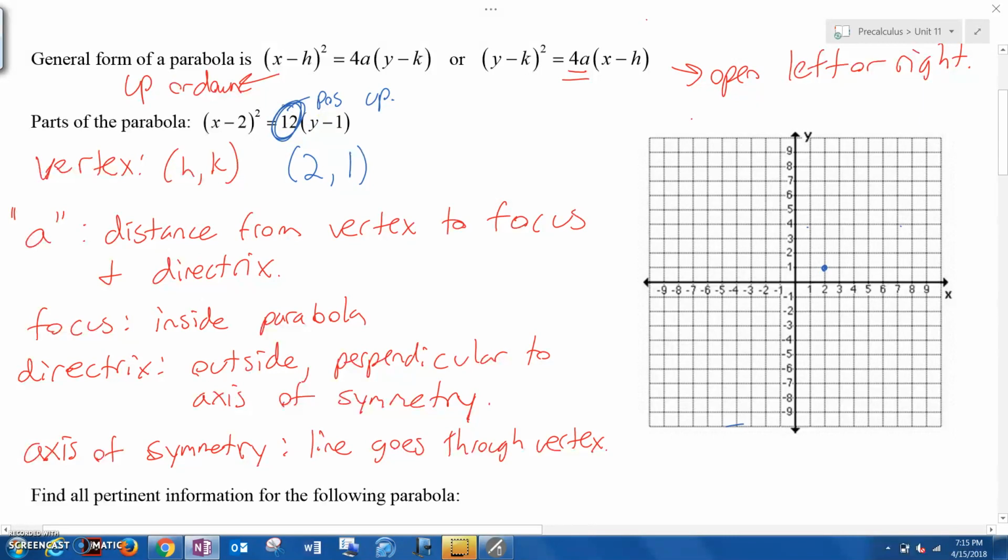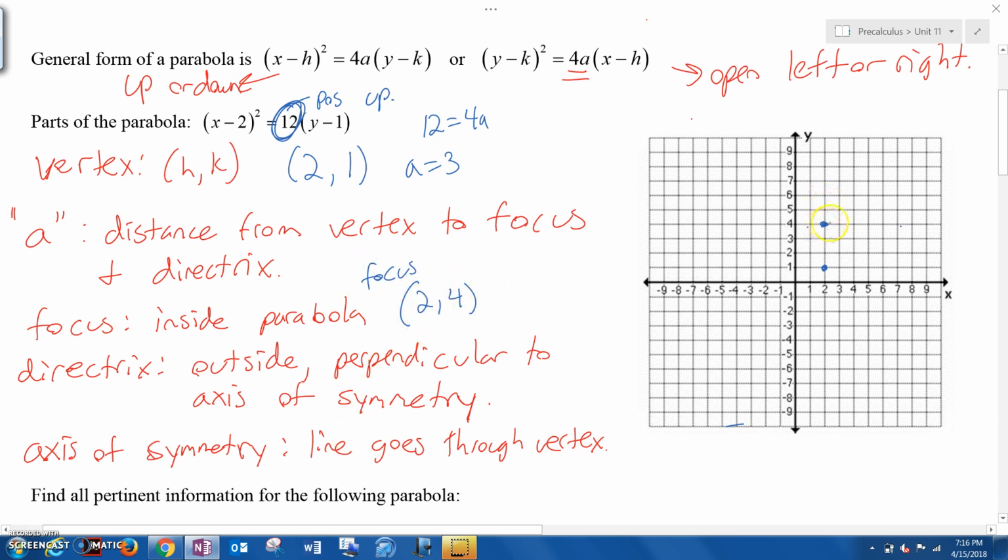Now, this number here is critical. Finding the A value is critical because it tells you how to move. So we know 12 is equal to 4A, which means A is equal to 3. That is the distance to the focus from the vertex. So if my vertex is at 2, 1, I'm going to go up 3, and my focus, I just found my focus, is at, so I'm going to write focus is at 2, 4.